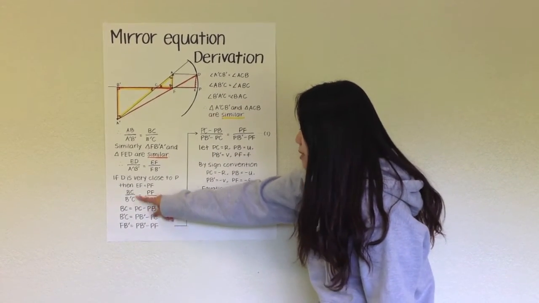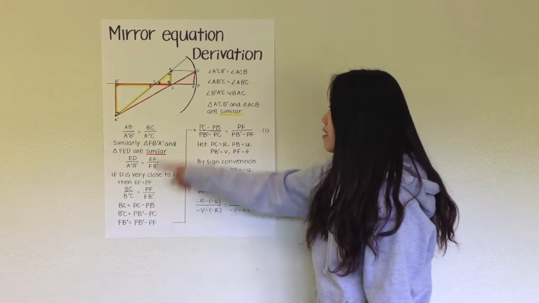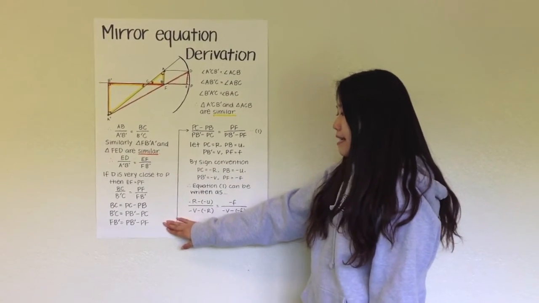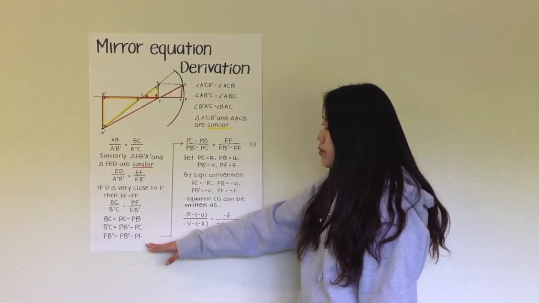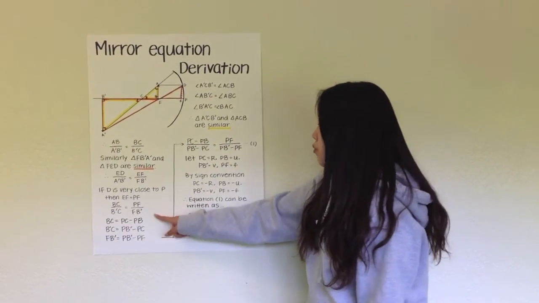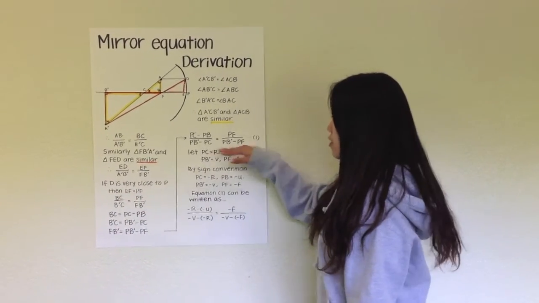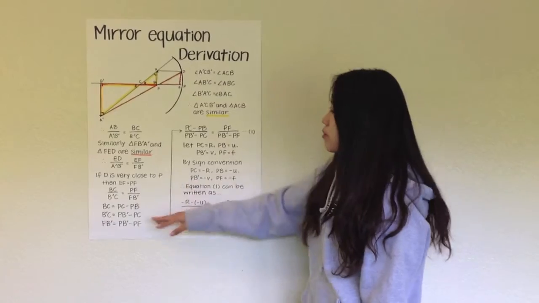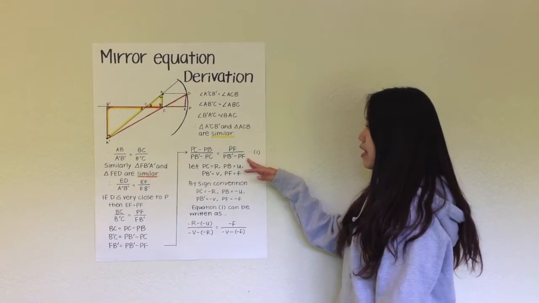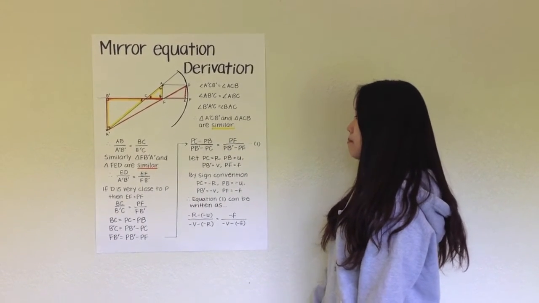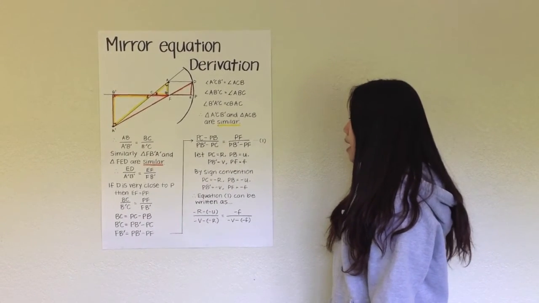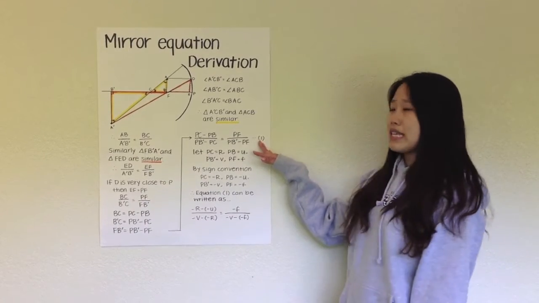We can find that BC is the same as PC minus PB in this diagram, and B prime C equals PB prime minus PC. And FB prime is also equal to PB prime minus PF. We can rewrite the whole equation using the new terms derived from this diagram. Then we can see that PC minus PB over PB prime minus PC equals PF over PB prime minus PF, which is equation 1 in this case.